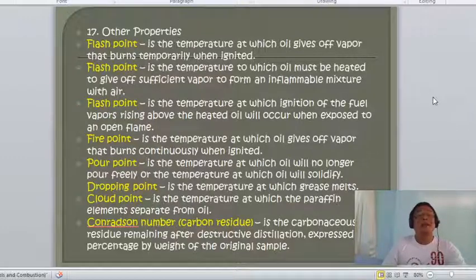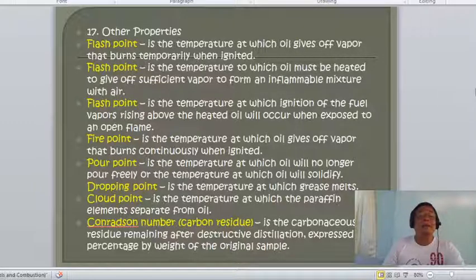Another definition of flash point: the temperature to which oil must be heated to give off sufficient vapor to form an inflammable mixture with air. Another definition: the temperature at which ignition of the fuel vapors rising above the heated oil will occur when exposed to an open flame.